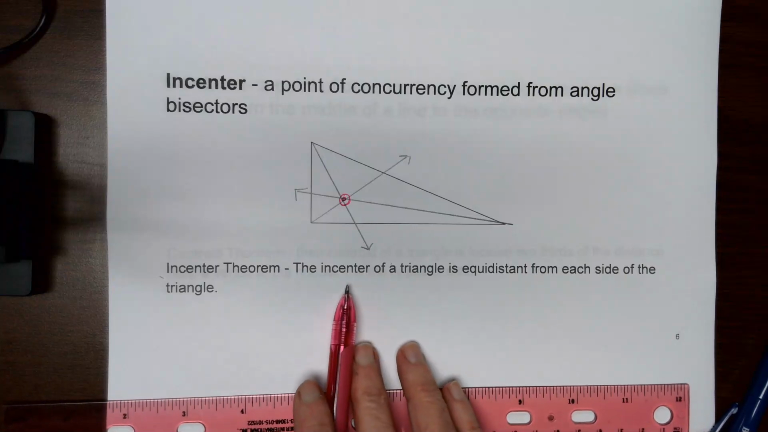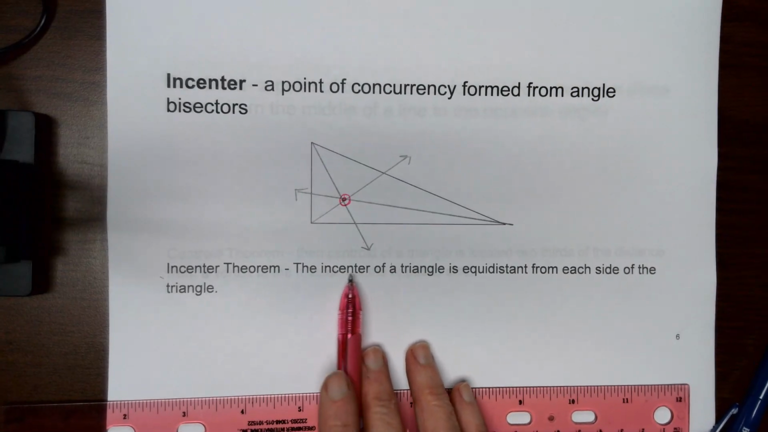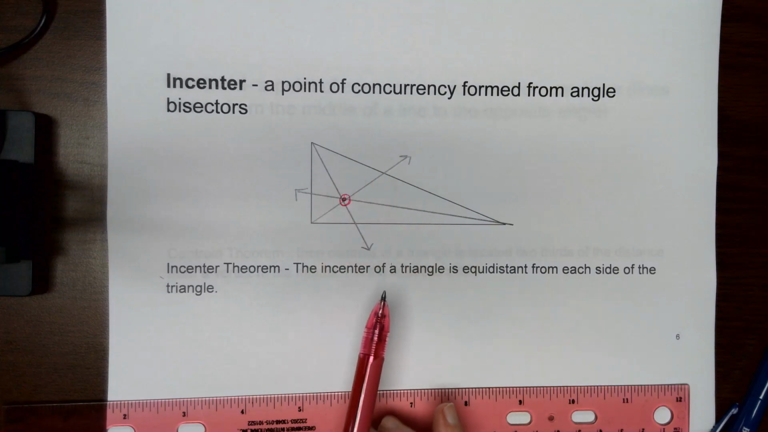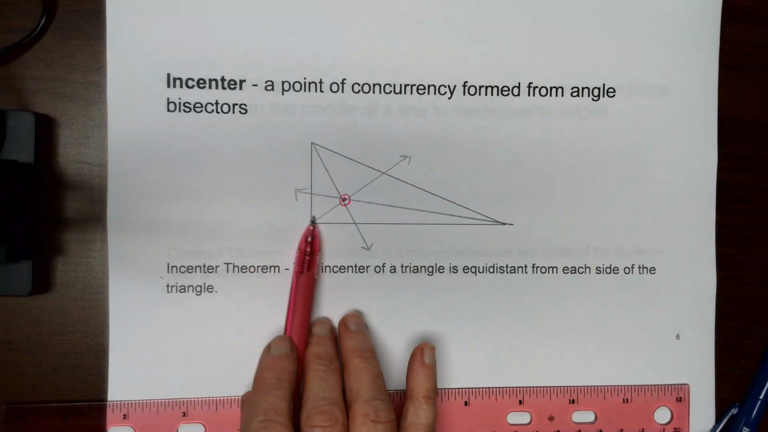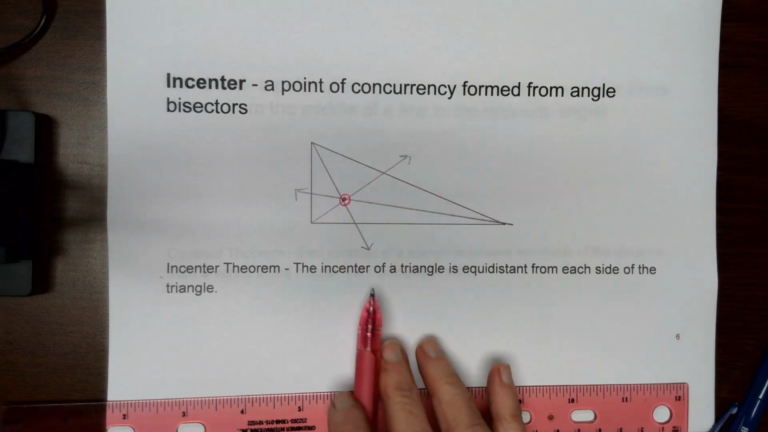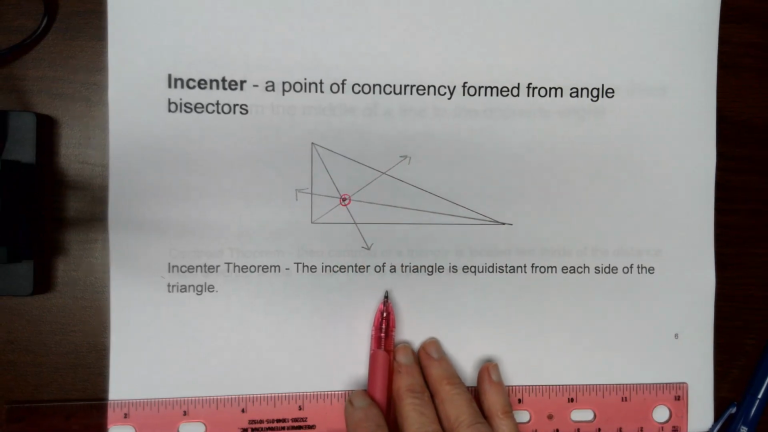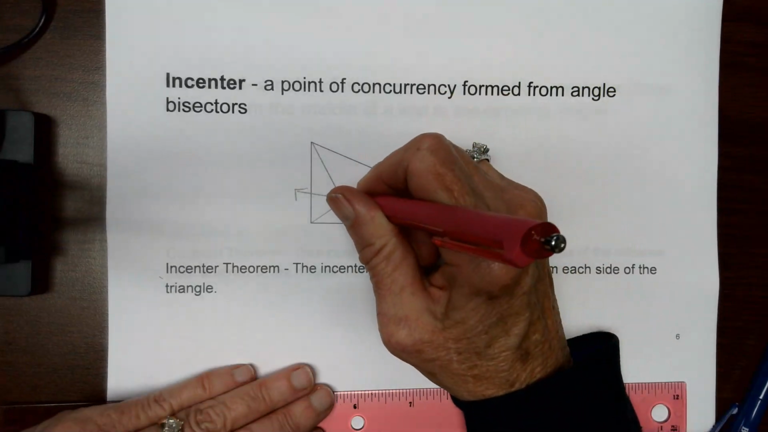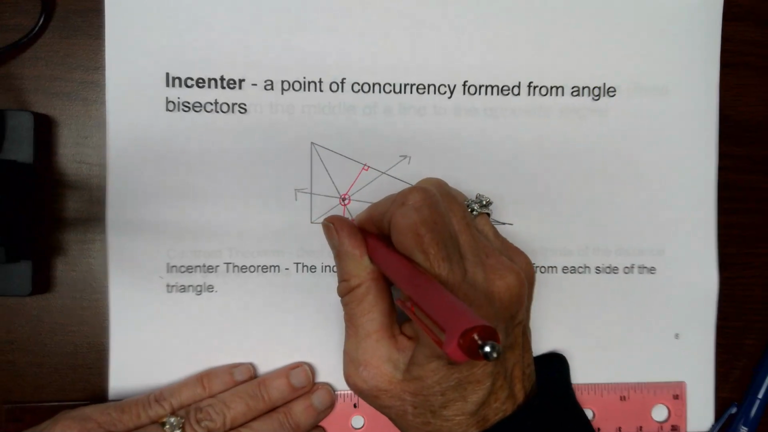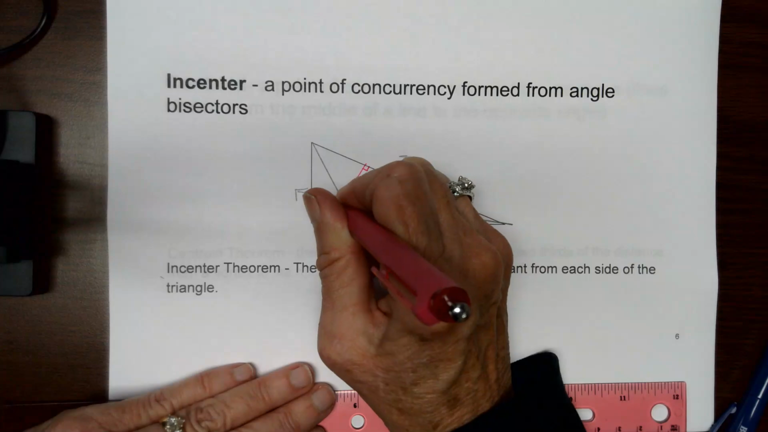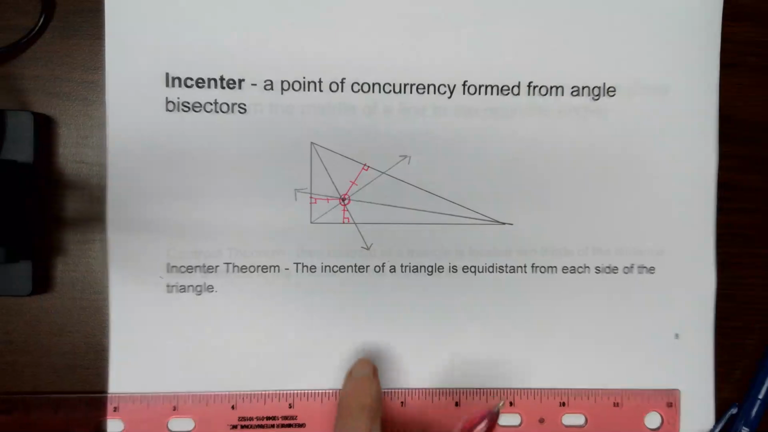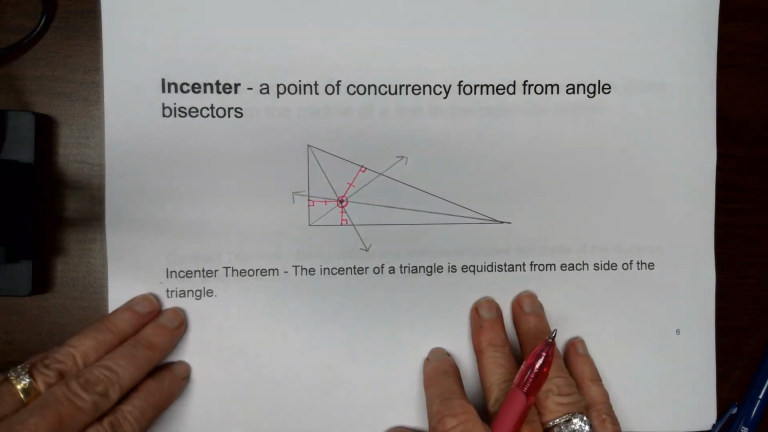An incenter, if it's drawn correctly, and of course we struggle with this because we're not on a coordinate plane and we're not absolutely measuring how to cut that exactly in half, is equal distance from each of the sides. So if I draw a perpendicular line to each of the sides, in theory, each of those are congruent. That's called the incenter theorem.